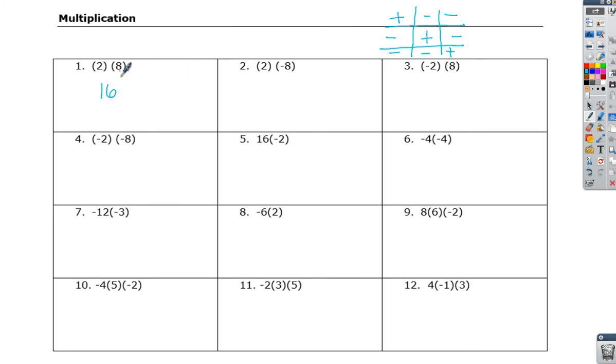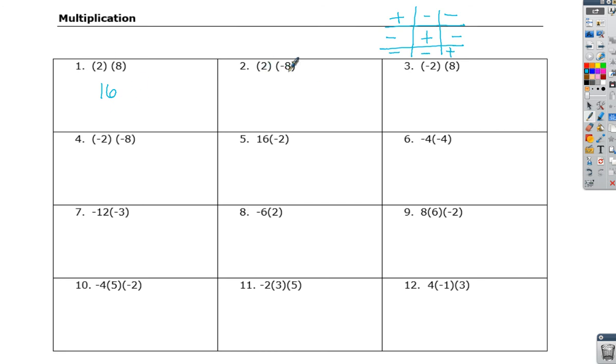Now the first thing we do whenever we multiply numbers with positive and negatives is we're going to multiply or divide like we normally do. So we will do 2 times 8. And then we'll think about the signs and decide what kind of sign we'll use. So this one is just normal multiplication.